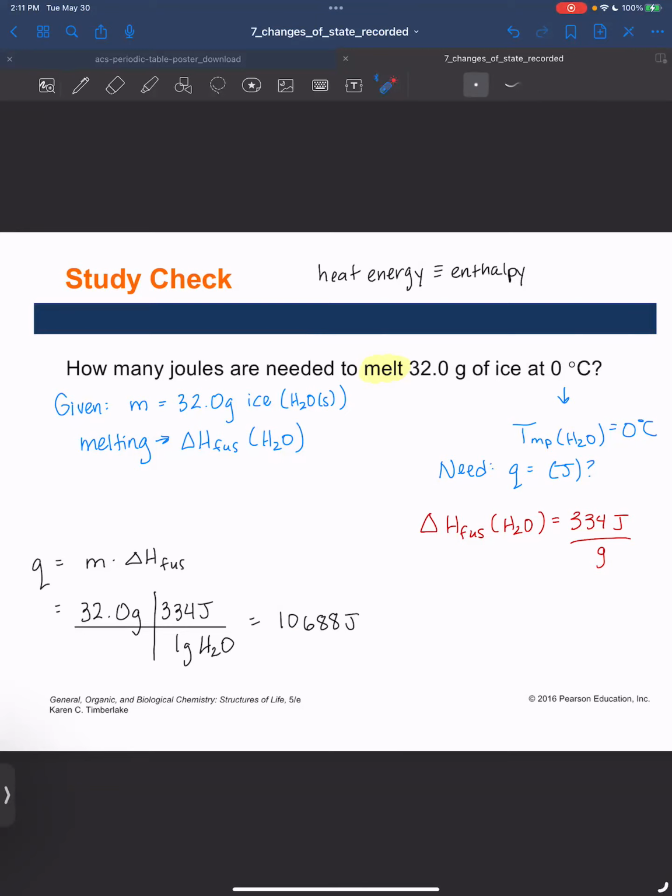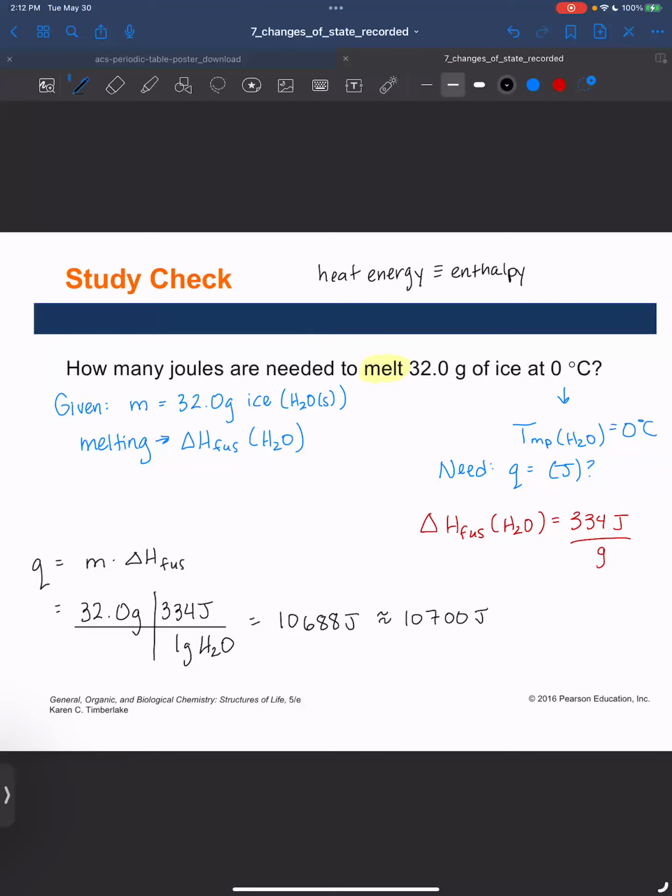Because this is multiplication, we will report to the least number of sig figs, so that's 3 sig figs. And so the final answer is 10,700. We need those zeros at the end as placeholders to indicate that it's 10,700 joules and not just 107 joules.